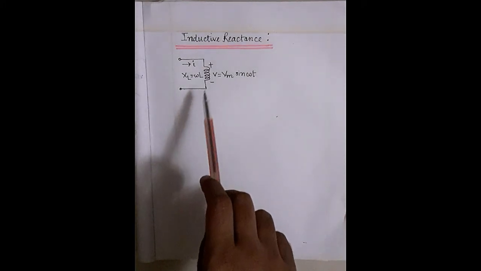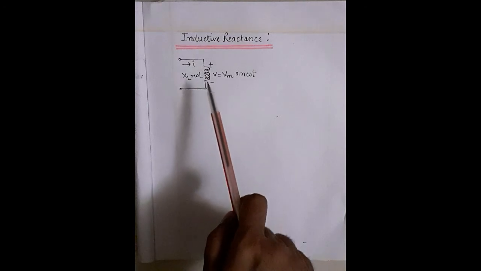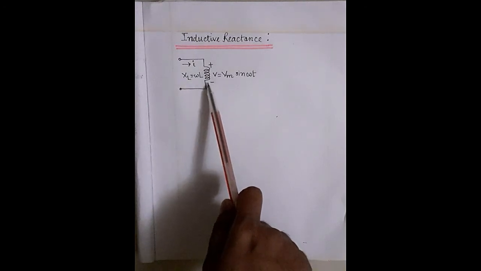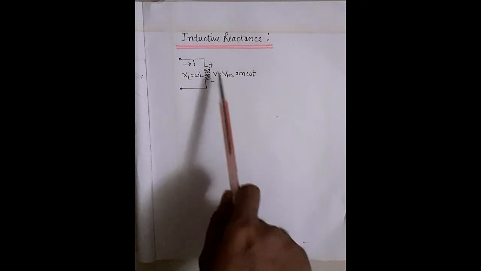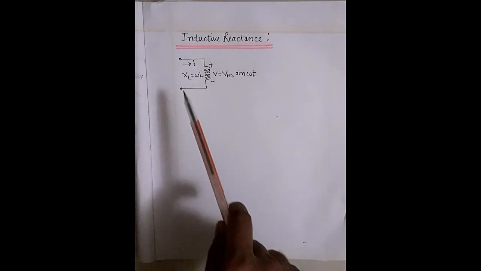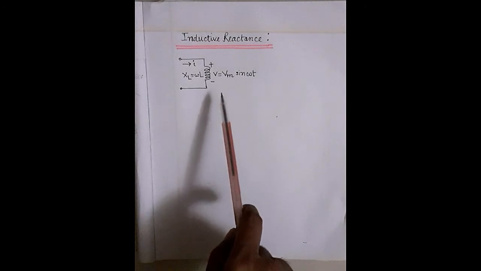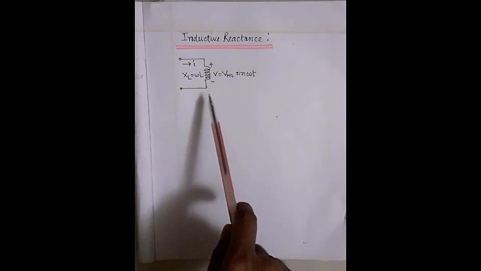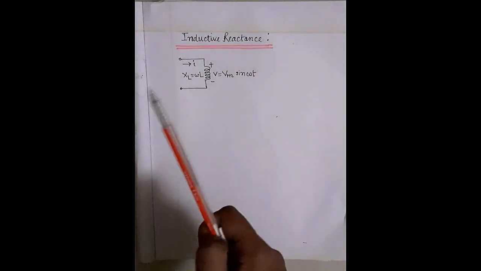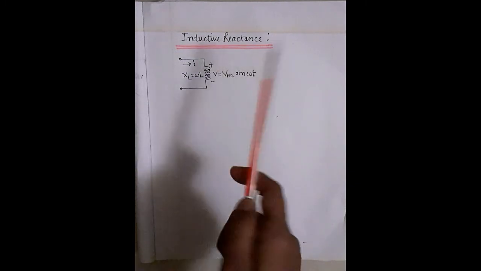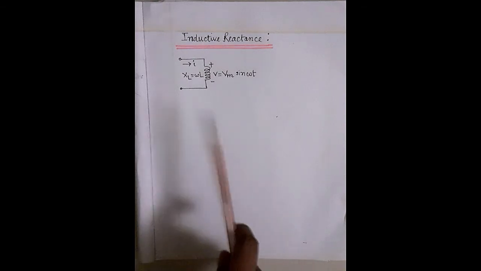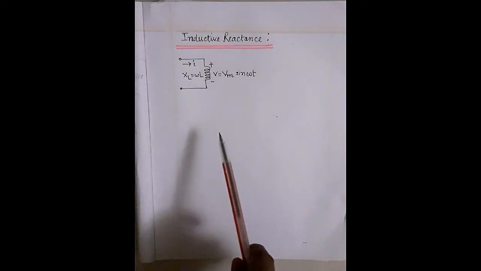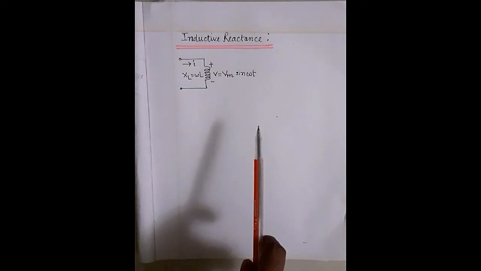So as you can see over here, I have written an inductor. Current is passing through this one, and due to this current, a voltage will be generated. There will be a voltage drop, and the voltage is written down like this. The notation is V is equal to Vm sine omega t.